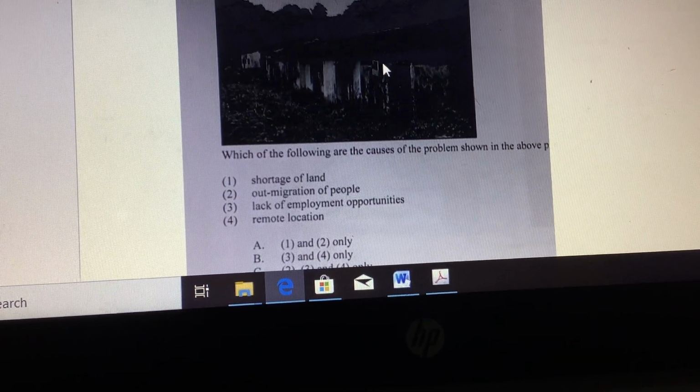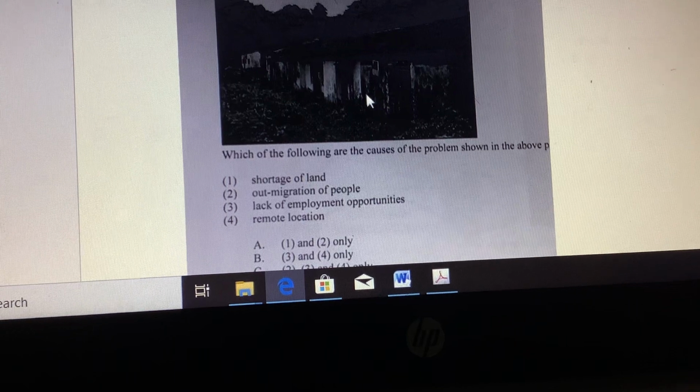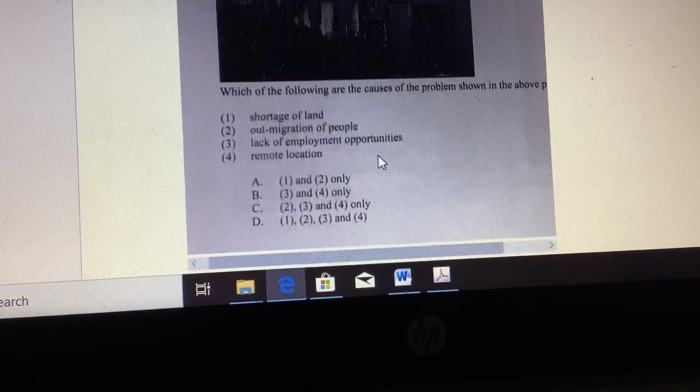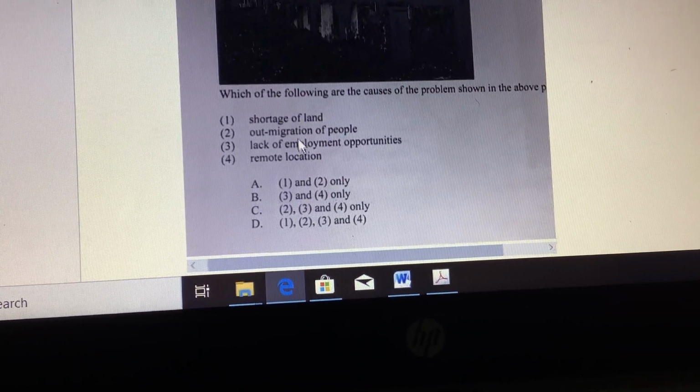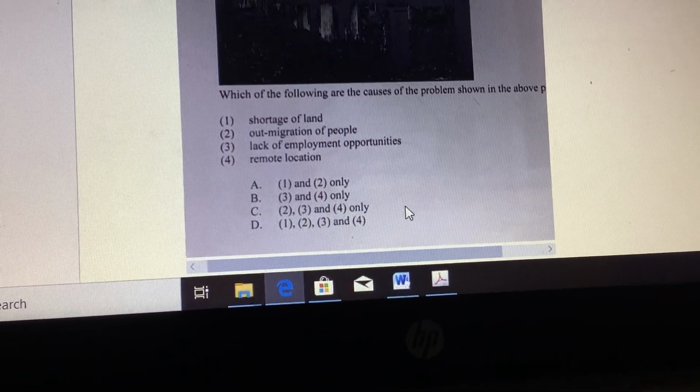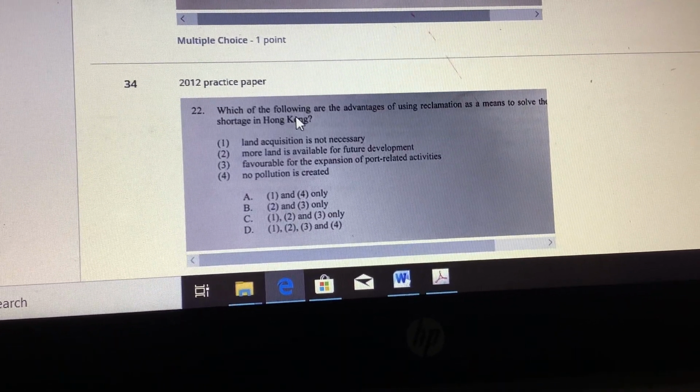They have nothing to do, they cannot earn money right here. So this one is also correct. Remote location is similar to the previous ones, so numbers 2, 3, 4. Okay, C. How about this one?